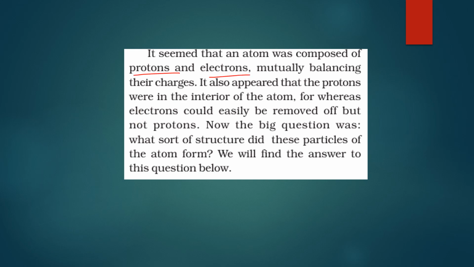Protons और electrons आ गए mutually balancing the charges, ठीक है, कि जितने positive charges हैं उतने ही negative charges हैं, तो electrically फिर हमारा neutral हो जाएगा complete atom, okay. Now, it also appeared that the protons were in the interior of the atom, whereas electrons could be easily removed but not protons. So protons काफी interior में हैं और electrons बाहर वाले portion में हैं, right? Now, the big question was what sort of structure did these particles of the atom form? ठीक है? So we will find the answer to this question in the coming lectures, right?